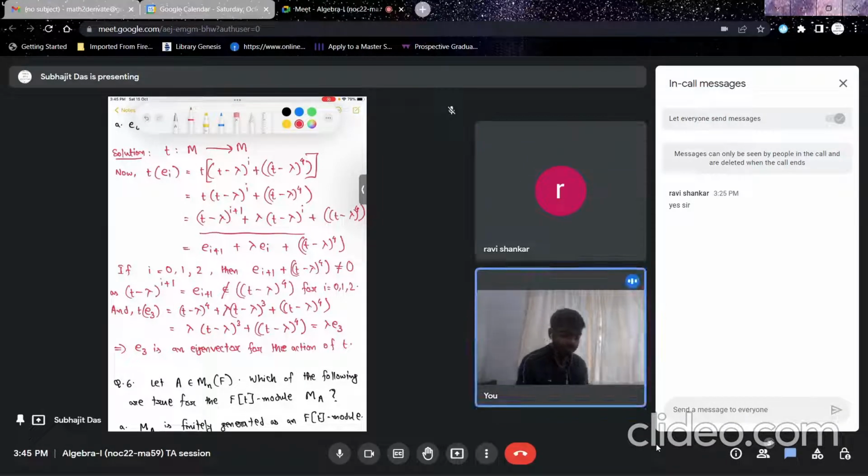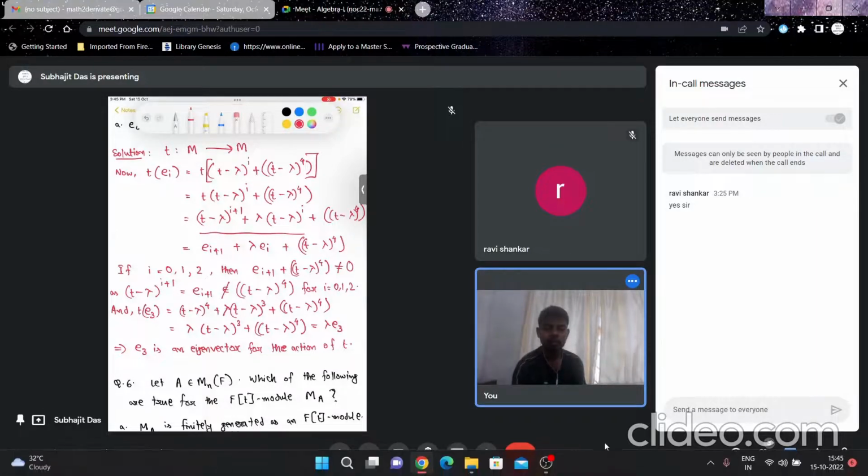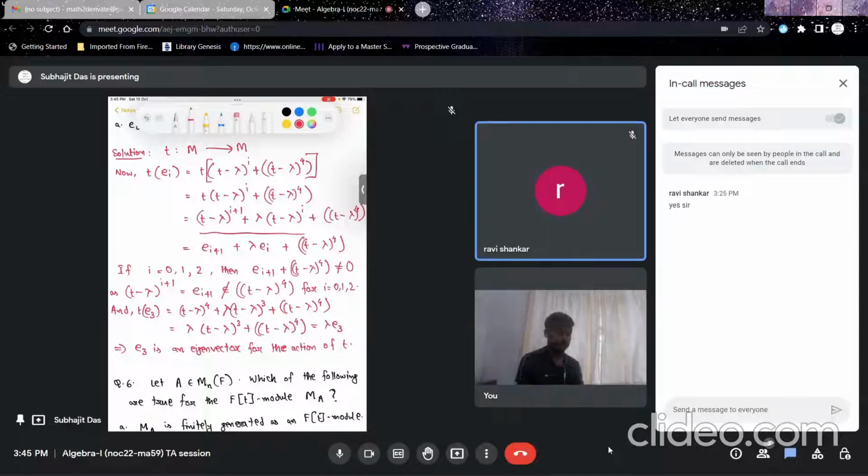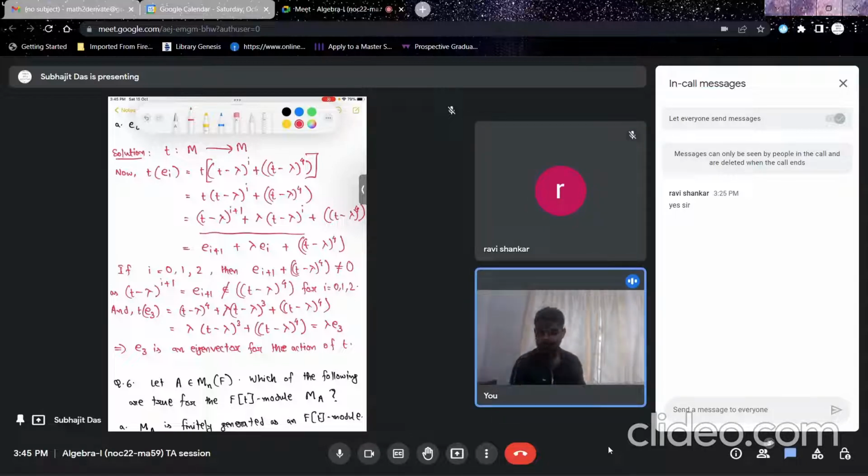For E1 and E2, what is E1? It's t minus lambda to the power 1, that is t minus lambda, right? But can it lie in the ideal generated by (t minus lambda)^4? No, right? Because in that case (t minus lambda)^4 would divide t minus lambda. So the only possibility is that i is 3, in which case E4 clearly lies in the ideal generated by (t minus lambda)^4, right?